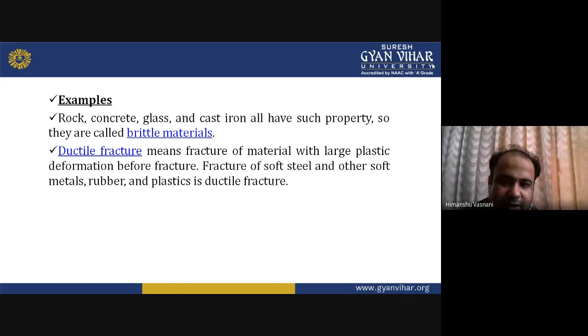So before fracture, like fracture of soft steel and rubber and plastics, these are all ductile fractures. Rock, concrete, glass, and cast iron, these are all brittle fractures. So we should be aware of that.